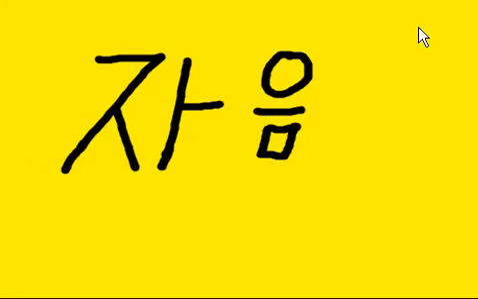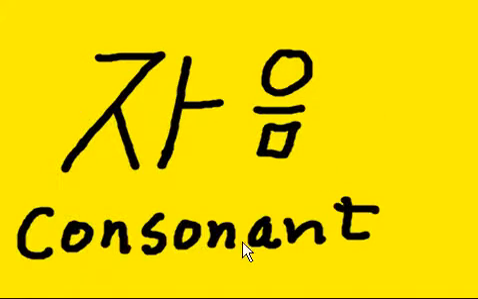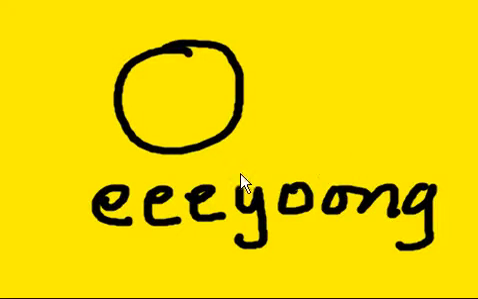I'd like to talk about the jam. The jam. Jam. So, what's a jam? It's a consonant. So we're going to talk about consonants. And the first consonant is this, the ian.